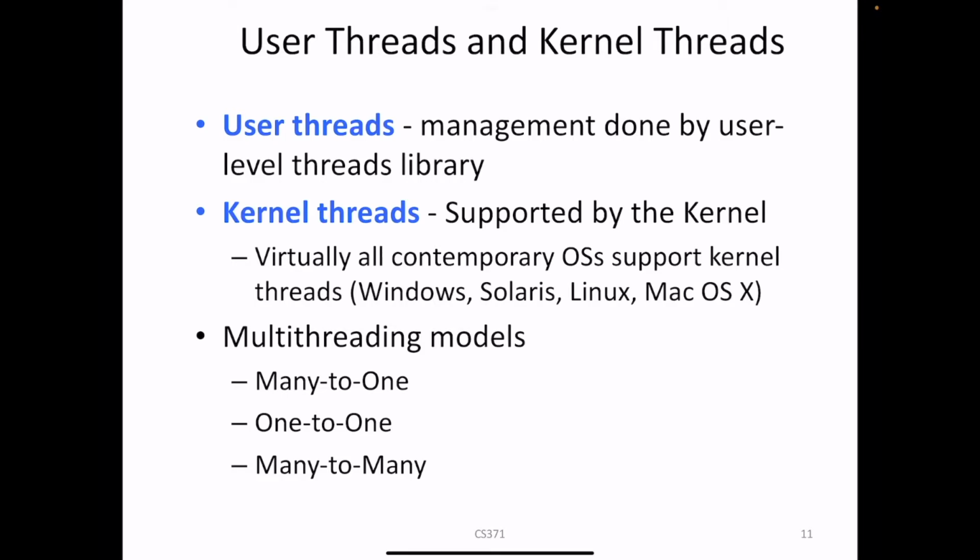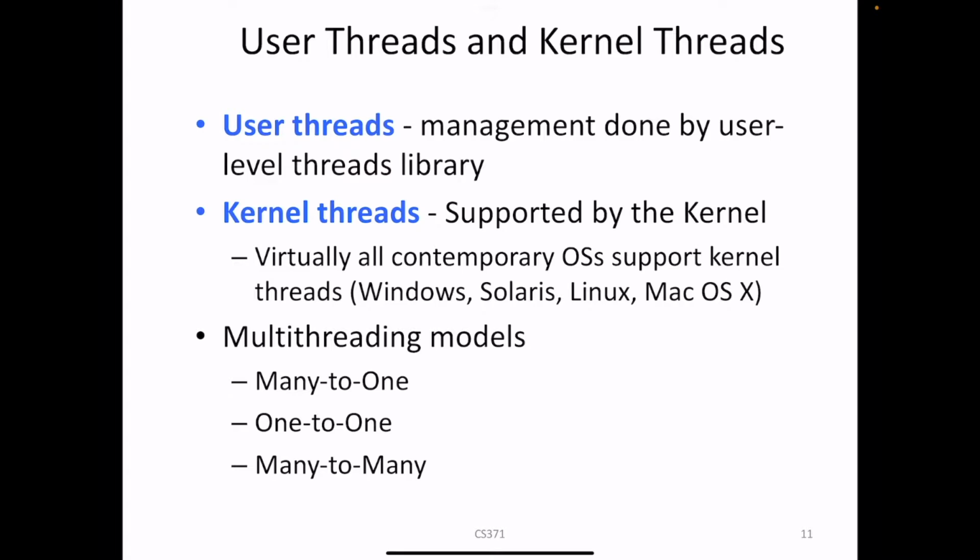In the real world, threads can be managed on both user level and kernel level. The threads which are managed by a user level threads library are called user threads. On the other hand, the threads which are supported by the kernel are called kernel threads. Nowadays, all contemporary operating systems support kernel threads, for example Windows, Solaris, Linux, Mac OS X.